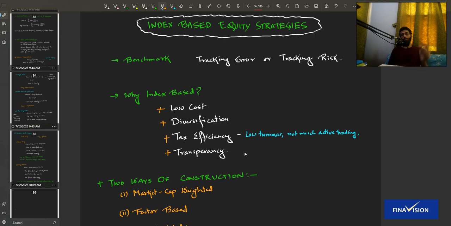What are the conditions for them to be there? What are the conditions for new entrants to be there? And what are the conditions that existing constituents may be replaced? So all these things are transparent, which makes index-based strategy a very, very transparent strategy in itself.